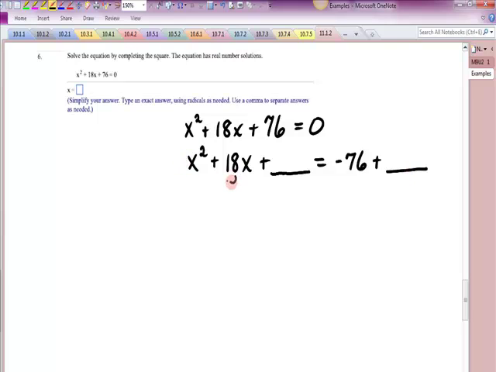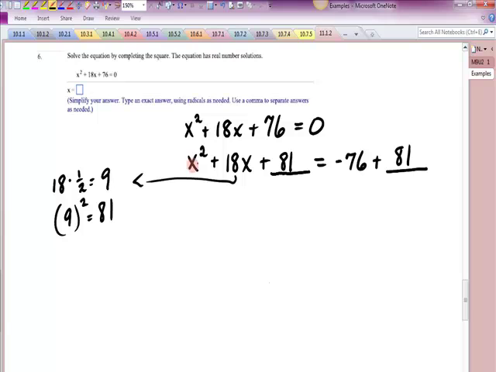All right, my process. I take the 18, I multiply it by half, which is 9. I square that for 81. So I fill in with an 81, I fill in with an 81. I have created a perfect square trinomial. The factors are x, and then all you have to do is grab that number, plus 9. Equal sign, and over here I get a 5.